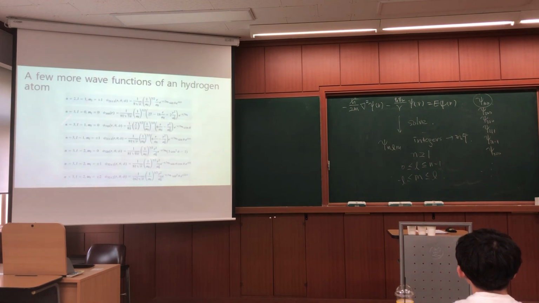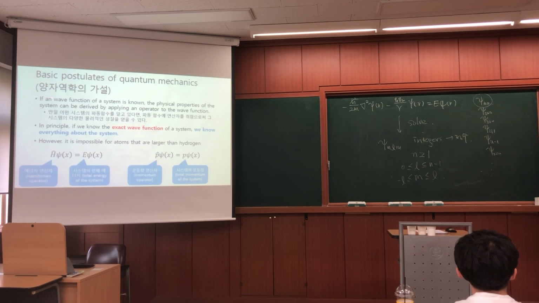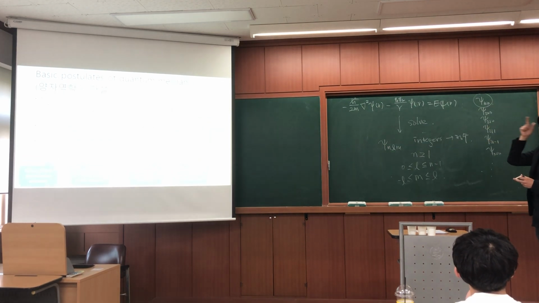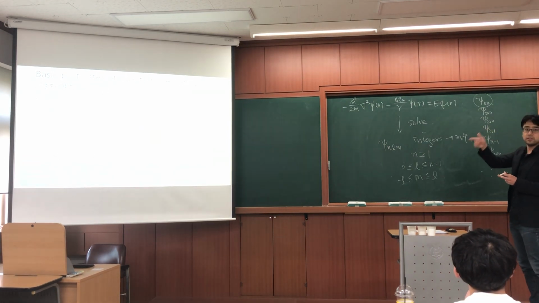As I told you, these are the wave functions of the hydrogen atom. Since we can calculate the wave function of the hydrogen atom, we can calculate everything. We can calculate every property of the hydrogen atom accurately. So in quantum mechanics, the holy grail, the goal of quantum mechanics, is to calculate the wave function of a system.